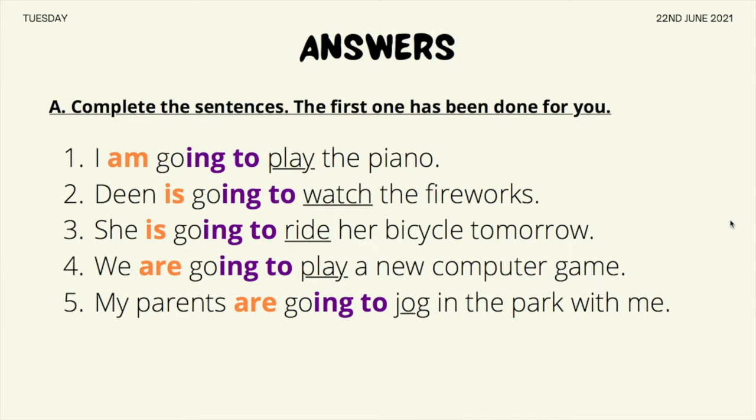Alright, I hope you have done it by now. This is the answers for activity A. Okay, the instruction says complete the sentences. The first one has been done for you. Alright, so these are the answers. Please check your own book. If you got it correct, please be honest. You need to tick yourself.